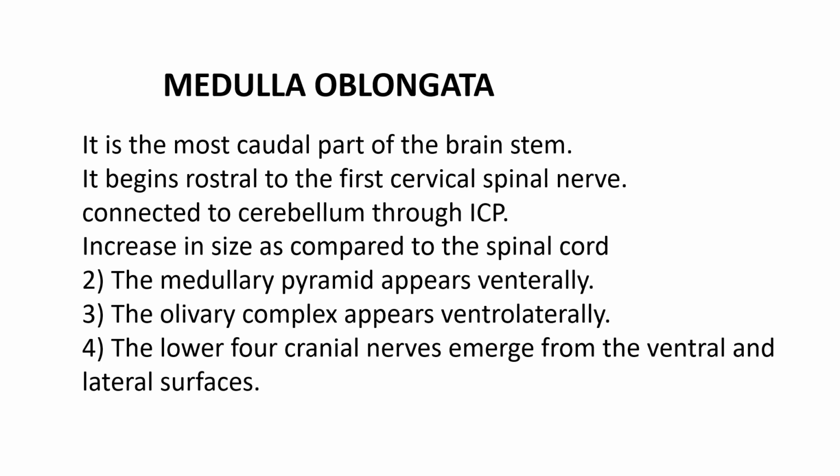So the characteristic features of the medulla oblongata are three features. The first feature is the pyramid appearing at the anterior aspect ventrally, then the olivary complex appearing ventrolaterally, then the lower four cranial nerves, which are 12, 11, 10, and 9, emerge or arise from the ventral and lateral sulci of the medulla oblongata.